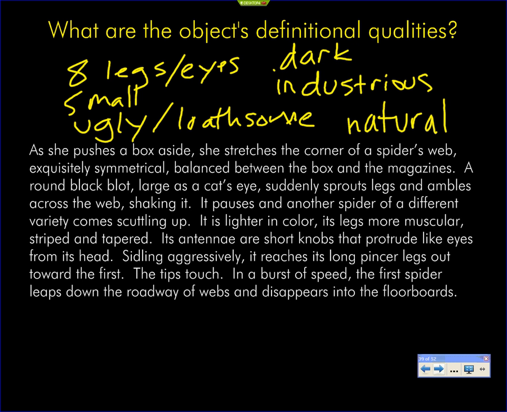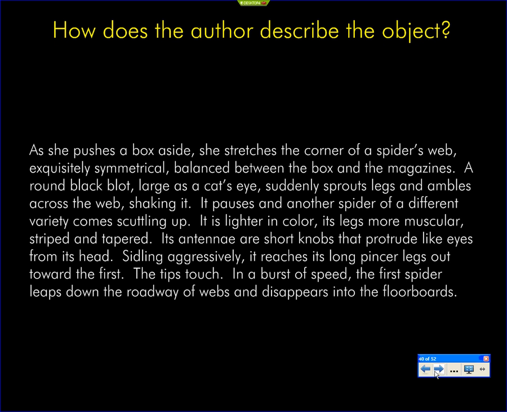natural. The question is why? Why would she pick something natural? Why would she pick something loathsome? Why would she pick something industrious? I don't know. How does the author describe it? Pick out words or phrases that you think are important to understanding how it's described.